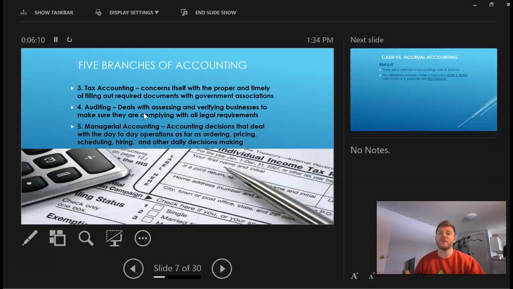And then another three that we're not really going to touch upon are tax accounting. So this is just how we do everything properly. This is typically why, with most of these businesses, we don't do taxes ourselves. We hire an accountant to do that. Same thing with auditing, dealing with assessing and verifying a business to make sure they're complying with all legal requirements. And then finally, managerial accounting, which I suppose that we do. And this is more of a day-to-day operation. So this could be ordering, pricing, your scheduling, the hiring, all the day-to-day stuff.